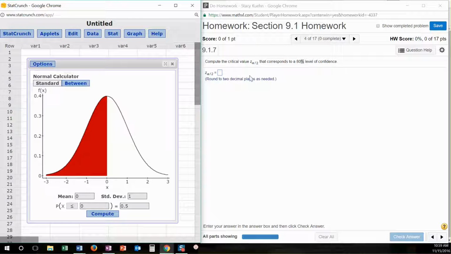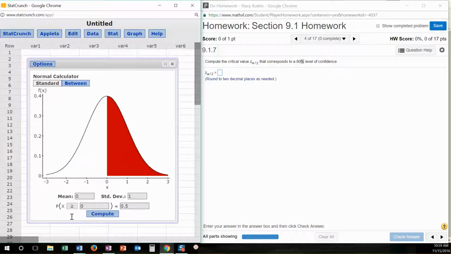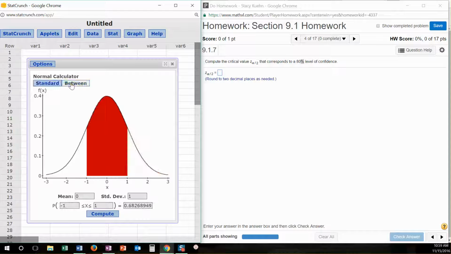We have traditionally or in the past been looking at areas to the right of alpha. If this was just z of alpha, then we are looking for values either left or right of alpha. But because this alpha over 2 is talking about splitting the area between the tails, we need to look at the between calculator for the normal one.